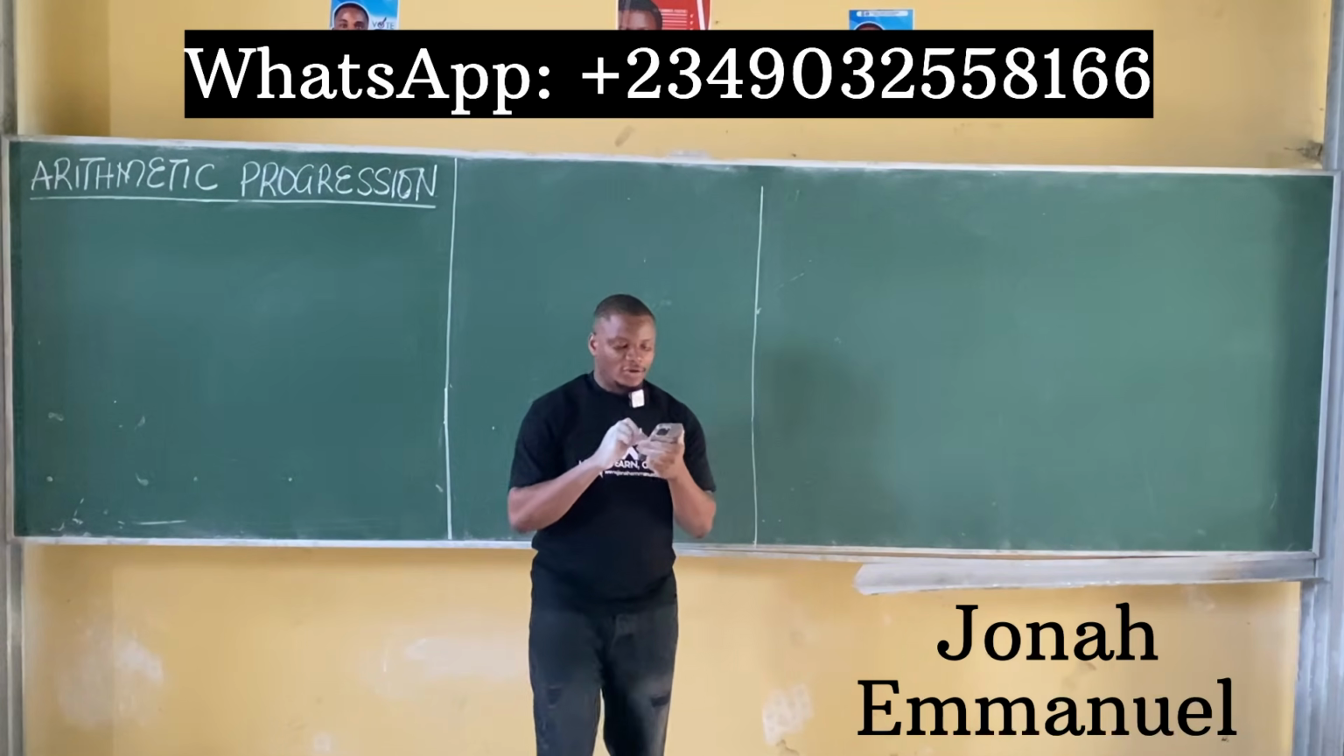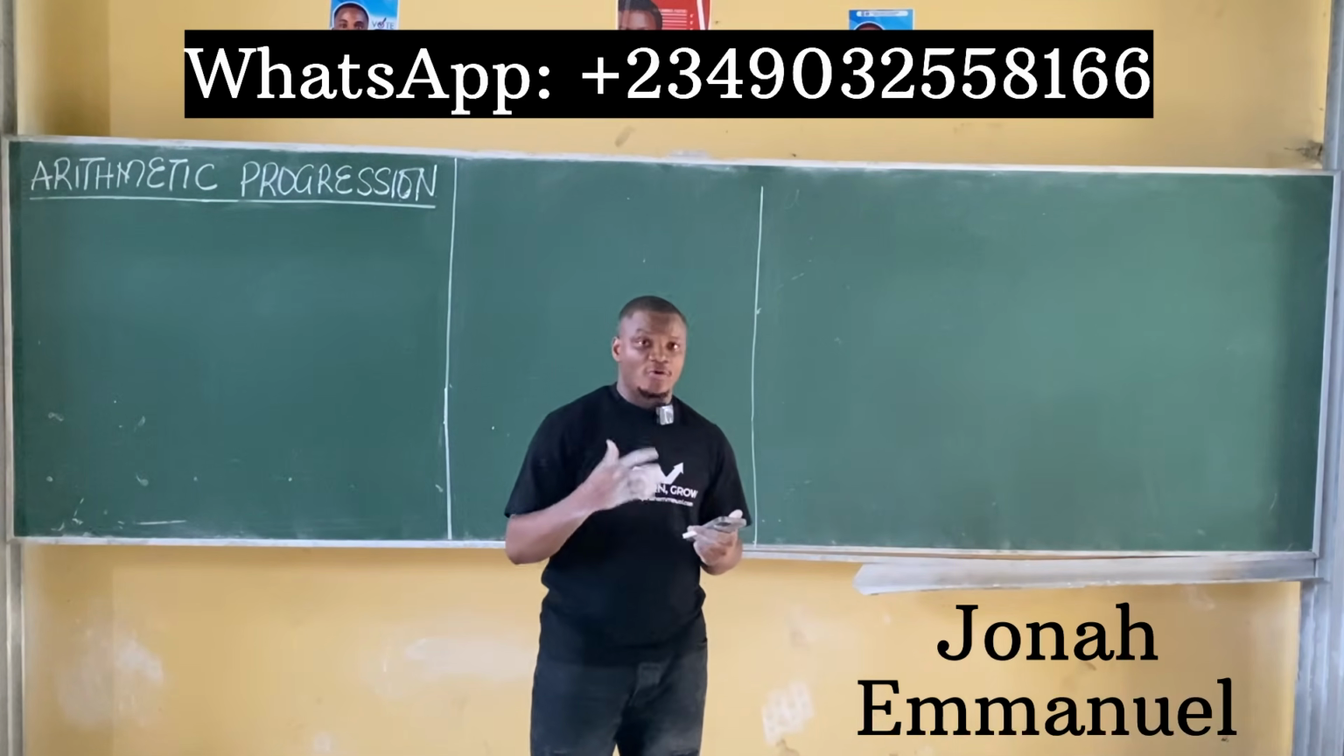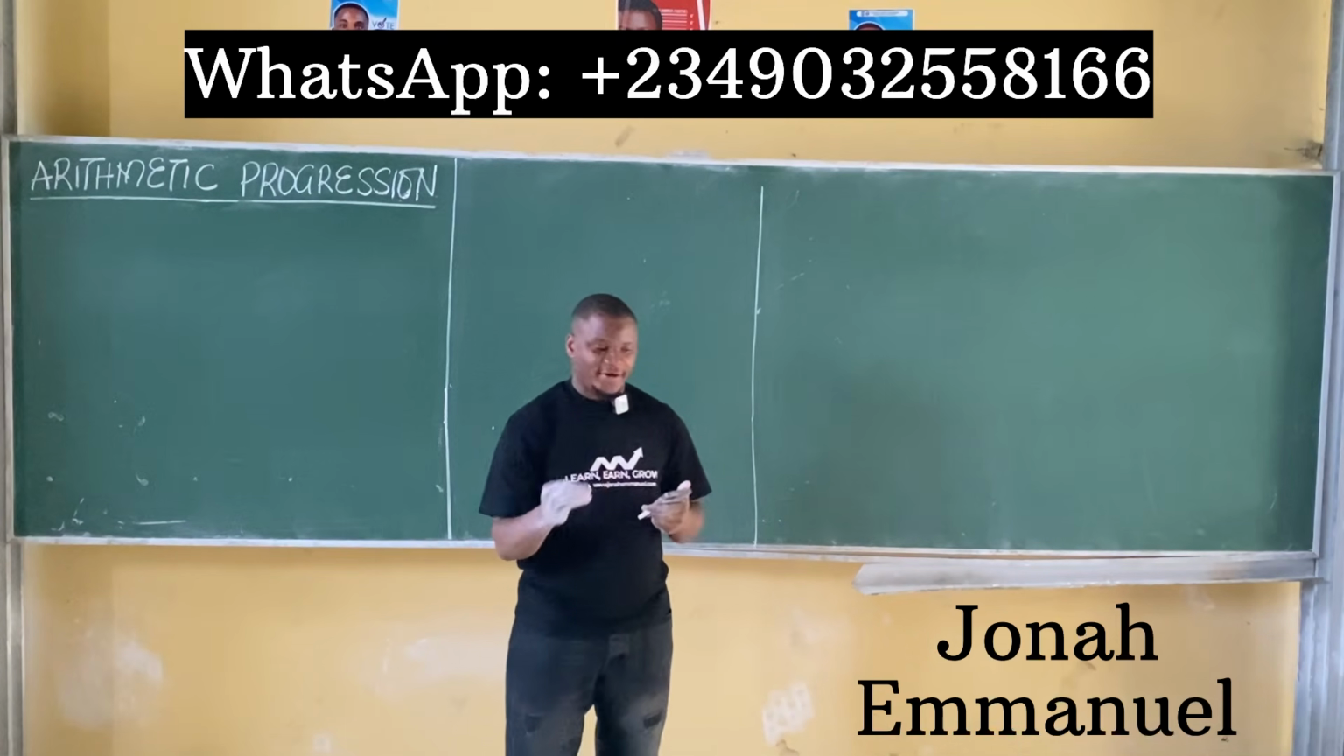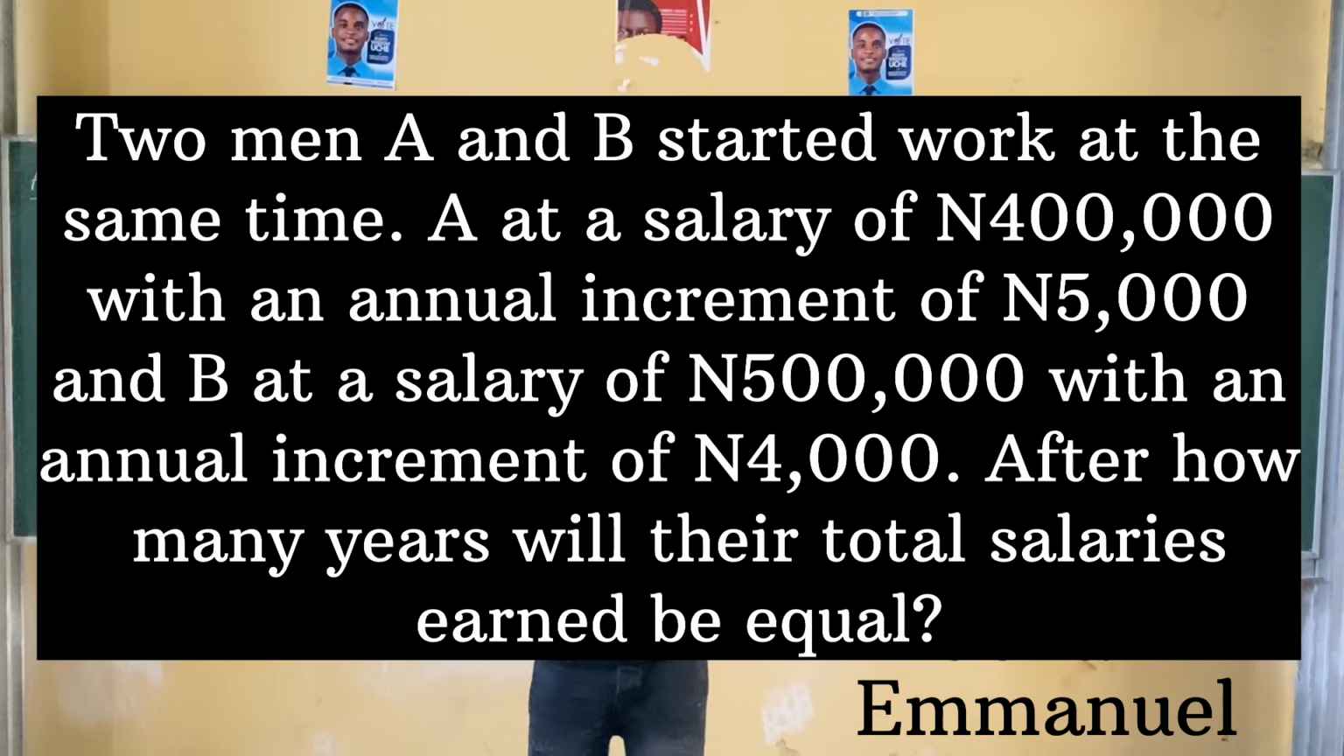Let's look at this question on the sum of an AP, or rather, the application of the sum of an AP. The question says, two men, A and B, started work at the same time. A at a salary of 400,000 naira with an annual increment of 5,000 naira, and B at a salary of 500,000 naira with an annual increment of 4,000 naira. After how many years will their total salaries be equal?